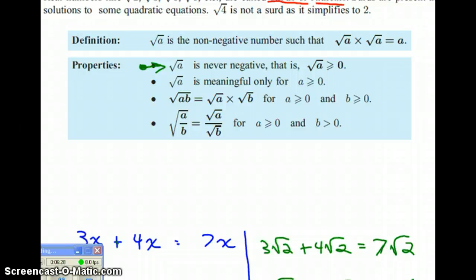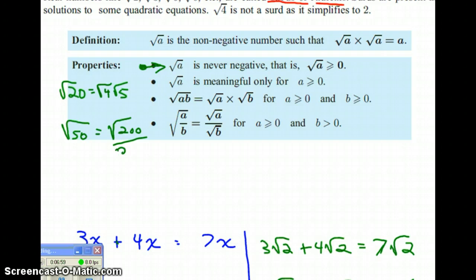The square root of A times B is the square root of A times the square root of B. So if you have the square root of 20, that's the same as the square root of 4 times the square root of 5. That's basically what this is saying. Because isn't 4 times 5 20? So the square root of 20 is the square root of 4 times the square root of 5. You can break it down into smaller parts. Okay? And same thing here. If I have the square root of 50, isn't that the same as the square root of 200 divided by the square root of 4?